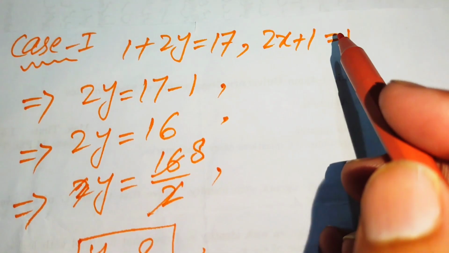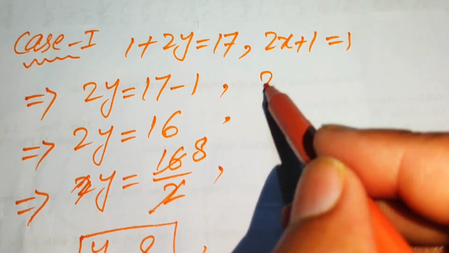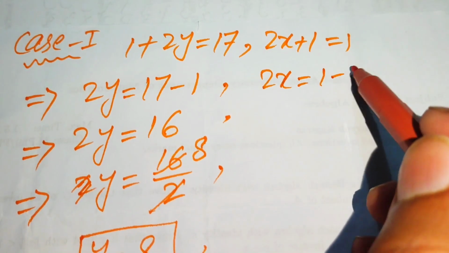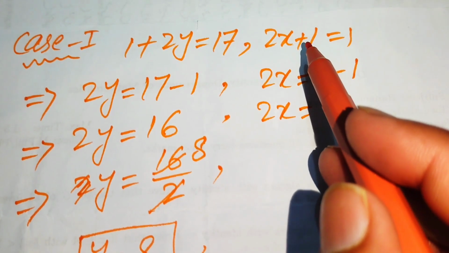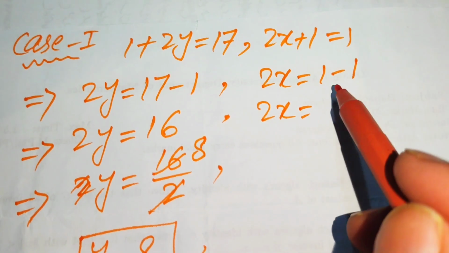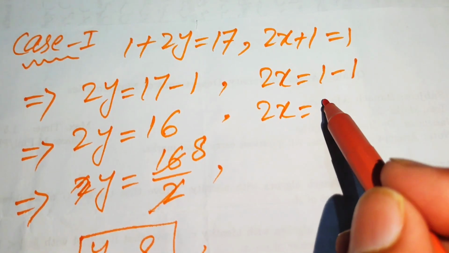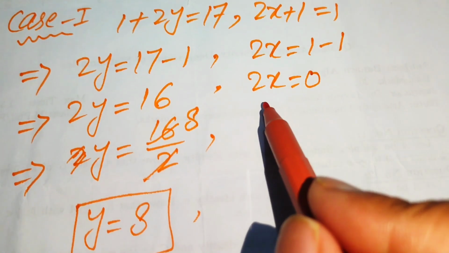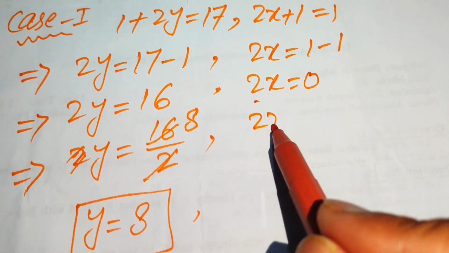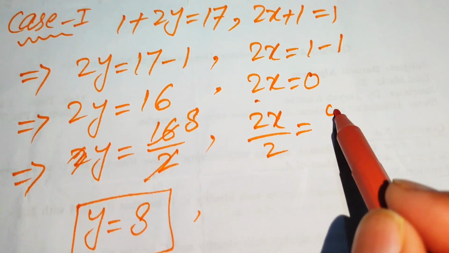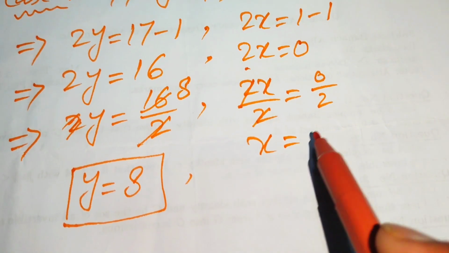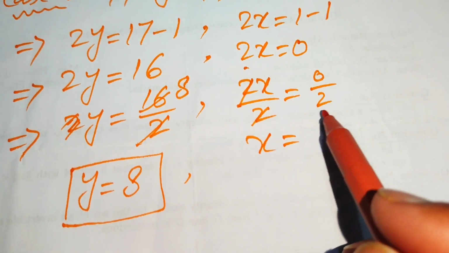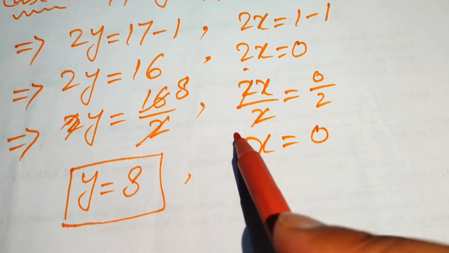So here we move this plus 1 to the right hand side and we get 2x equals 1 minus 1, because here this is plus 1, when we move this to the right hand side it becomes minus 1, and 1 minus 1 becomes 0. And now we divide both of the sides by 2 in this form. So here this 2 and 2 are cancelled by each other and we get x equals to, here we know that 0 over something is equal to 0.